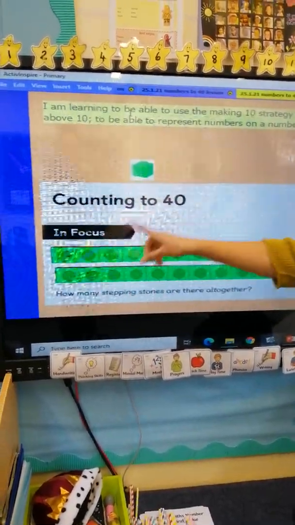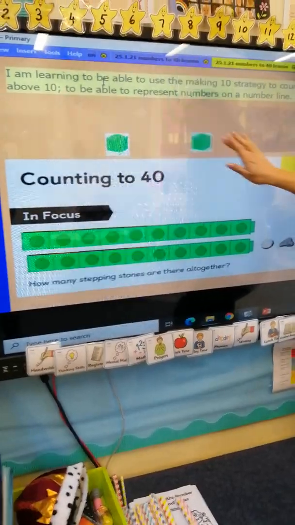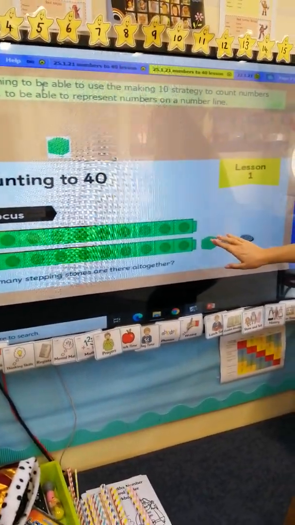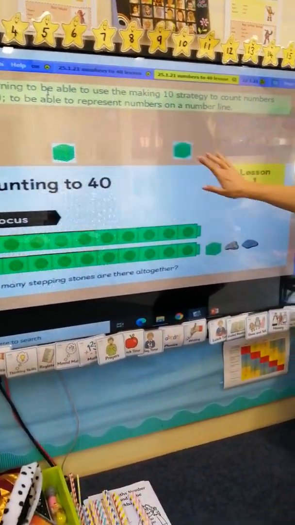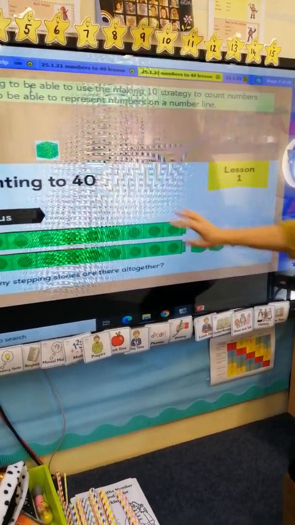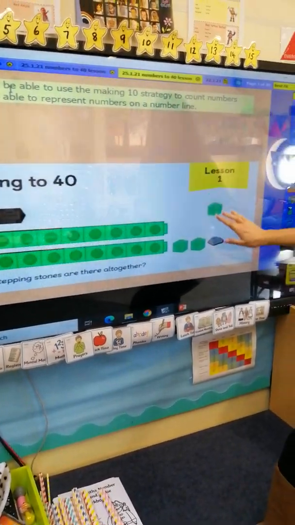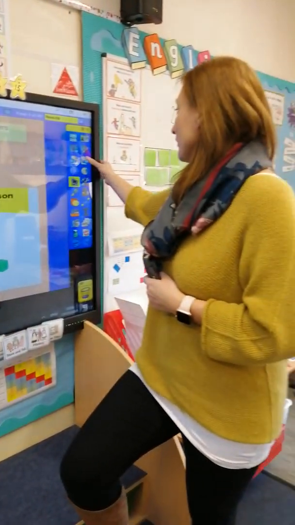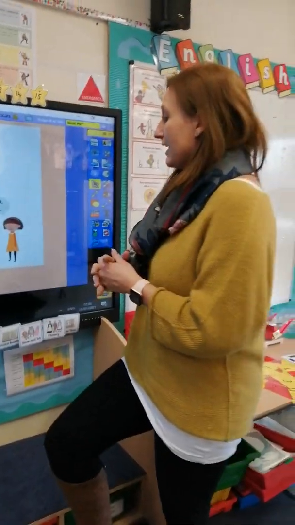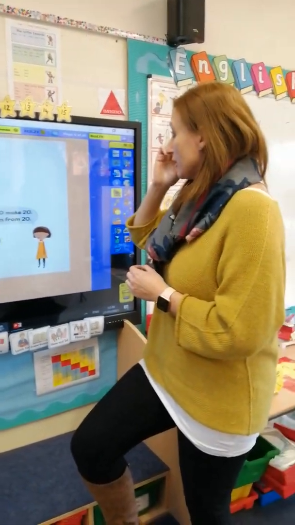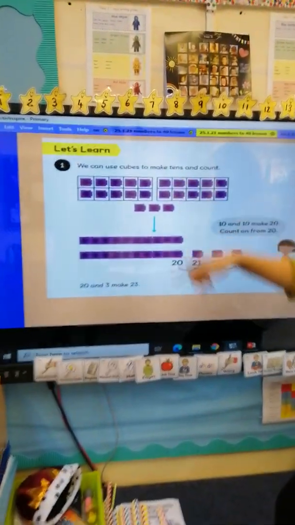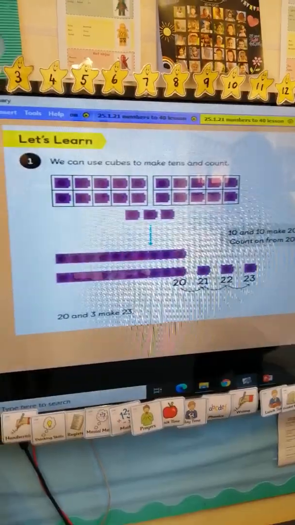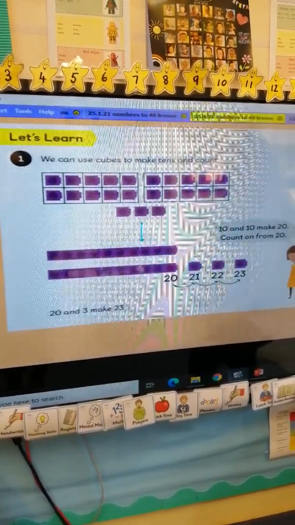So then we would start from 20, we say 20, 21, 22, 23, okay? Counting on from a tens number, we're counting on from 20 there. I'm going to have a quick look then, here. This is exactly what I've just shown you on the Let's Learn page. They said, oh, 20 and 3.